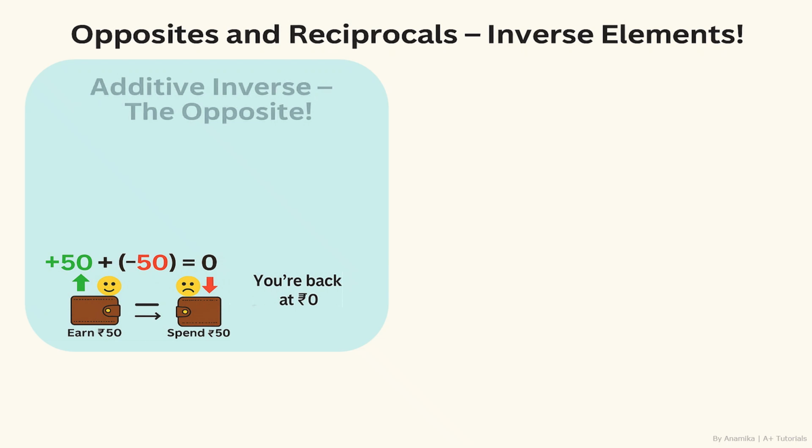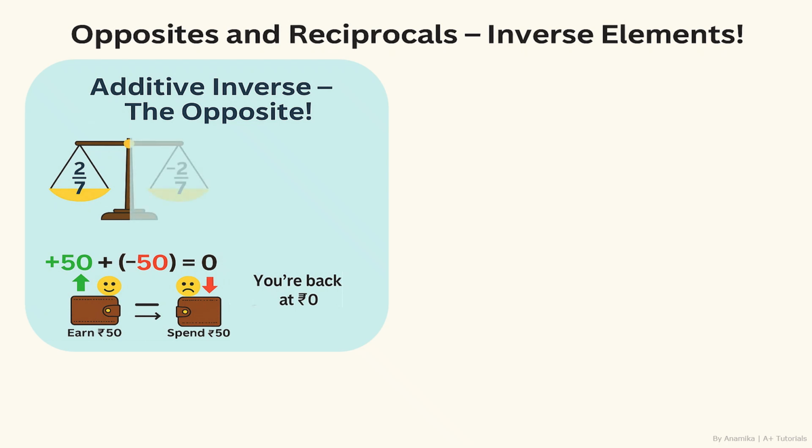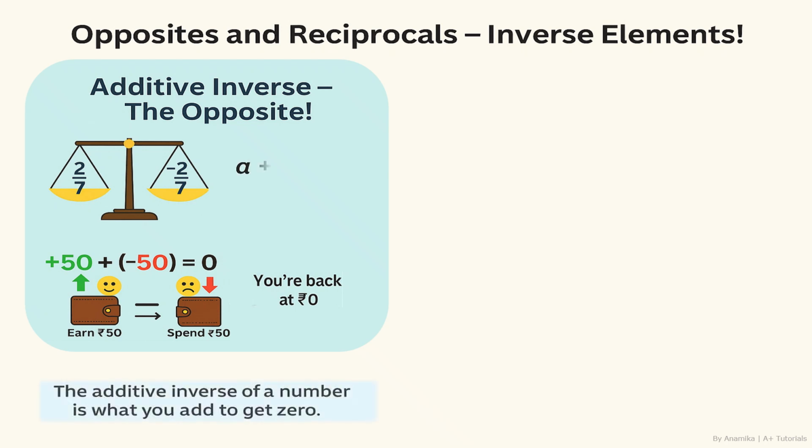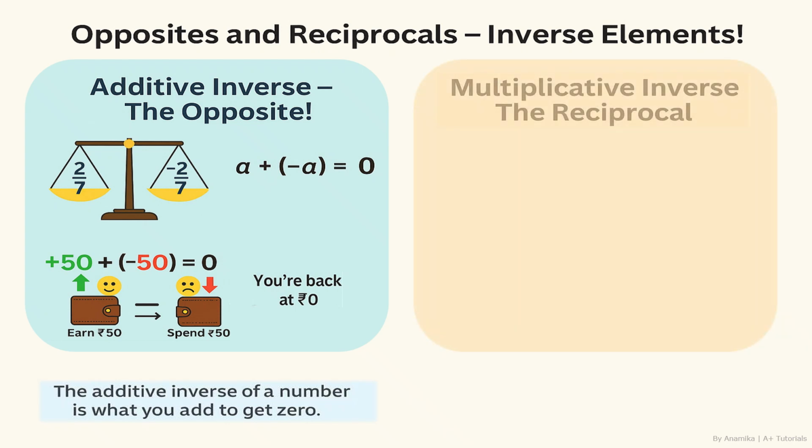That's exactly what the additive inverse does. Take 2 over 7. What's its opposite? Negative 2 over 7. Together they balance each other out. So for any number a, the additive inverse is minus a because a plus minus a equals 0.